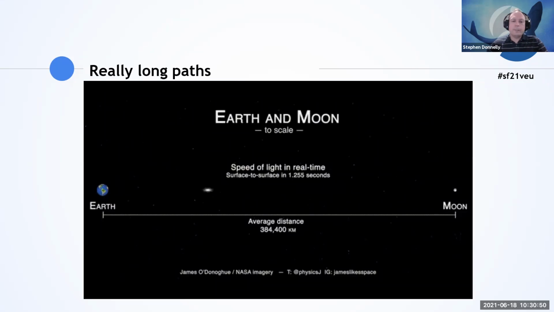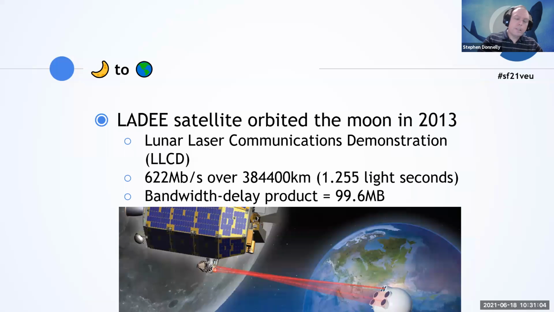Now, the distance between the Earth and the Moon is 384,000 kilometers. It takes 1.2 seconds or more for a signal to propagate in each direction. So what would the bandwidth delay be, and what sort of TCP bandwidth could we get from the Moon? It turns out that there is a laser communications demonstration that was done in 2013, and they beamed data from the Moon at 622 megabits back to the Earth.